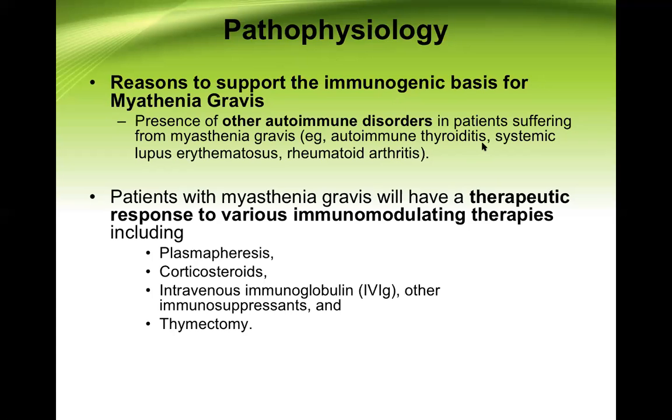SLE is an autoimmune disease. Rheumatoid arthritis is an autoimmune disease. Sjogren syndrome is an autoimmune disease. Pernicious anemia is an autoimmune disease. Type 1 diabetes is an autoimmune disease. Addison's disease is an autoimmune condition. So many are there, and the same patient may be having any one of them.